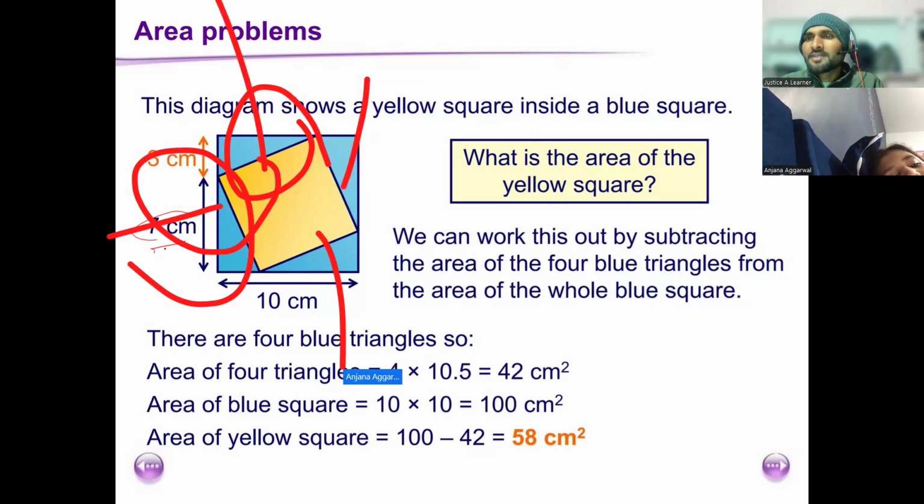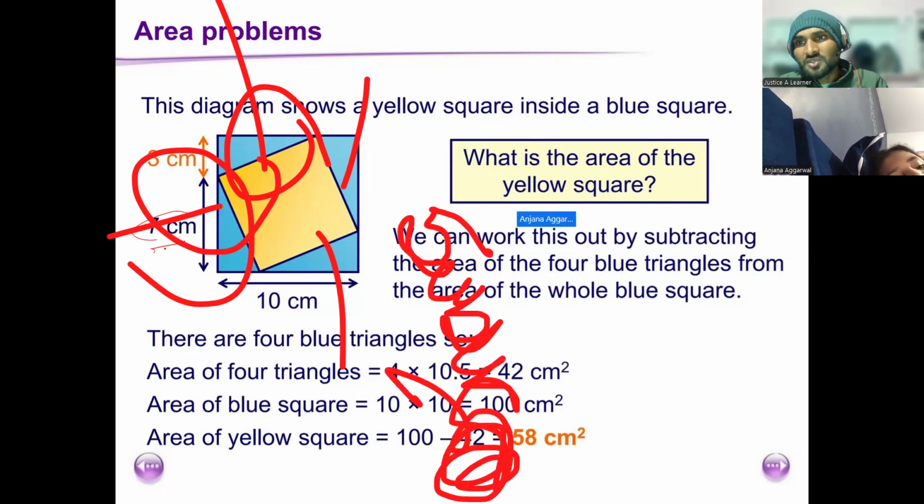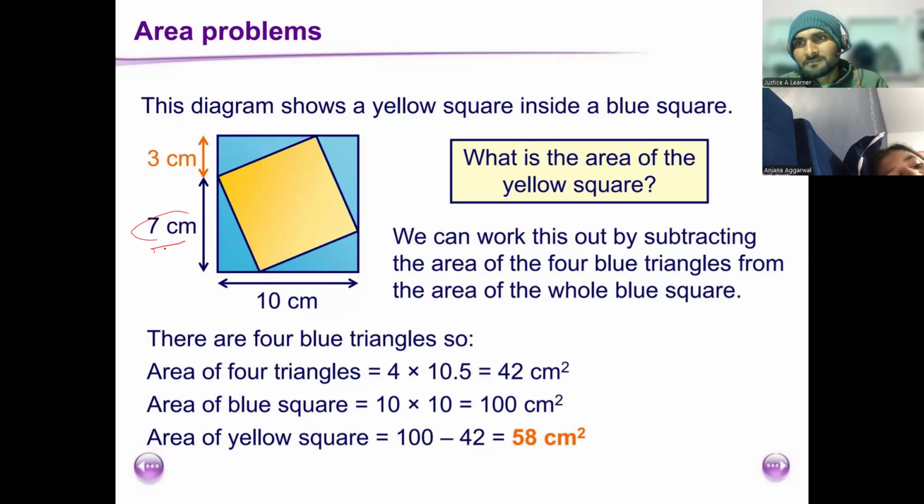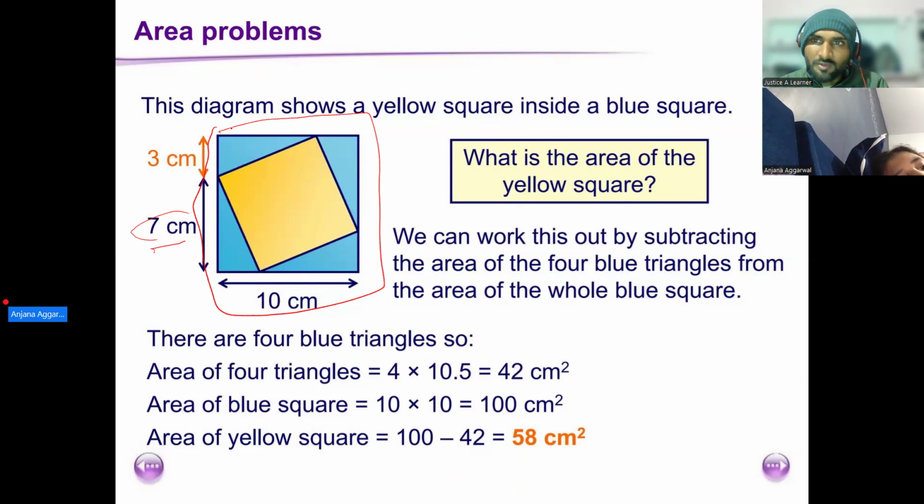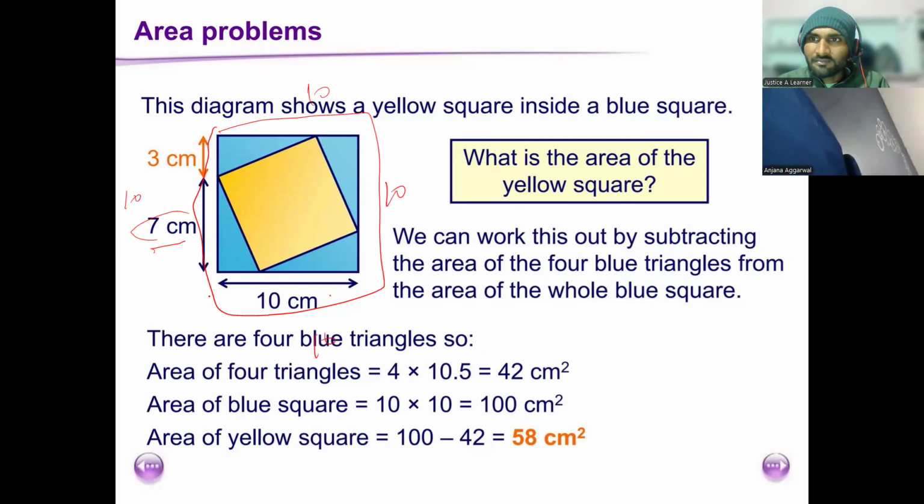No, they are not different ones. Why are they not different ones? Because we already know each side in a square is equal, and this is a square. These are triangles, and this is a square, the complete blue square I'm talking about. So each side in a square is equal. So this is 10, this is 10, this is 10, and this is also 10, right?